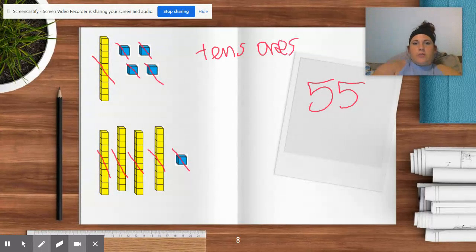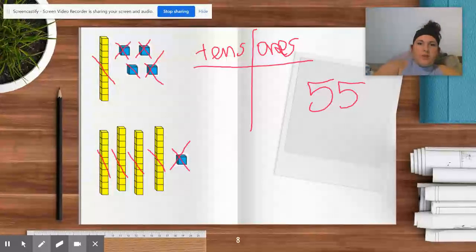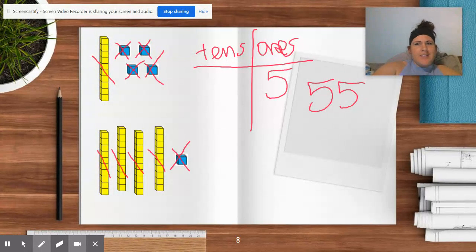tens and ones column. Wow, that is sloppy. Remember, with this one, you just count up your ones and count up your tens as two separate numbers. 1, 2, 3, 4, 5. 5 ones. How many tens do you think I'm going to have? You think? 1, 2, 3, 4, 5 tens. Either way, my number is 55.